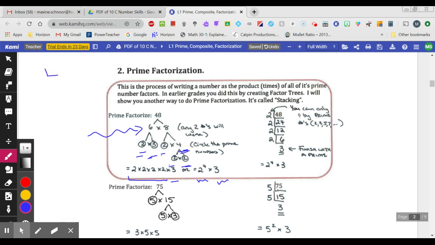Now let's just say for argument's sake for 48, you went with 4 times 12. So 4, you could break it down into 2 times 2.